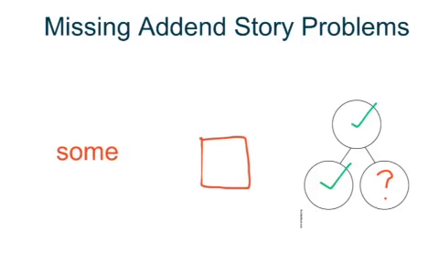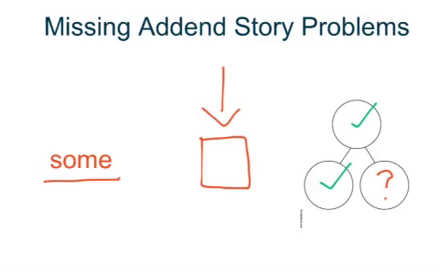First is the word sum. In our classroom, we talk about the word sum. Sum is not a number, so we don't know how many sum is. Because we don't know how many sum is, we use a box to represent that something is unknown.